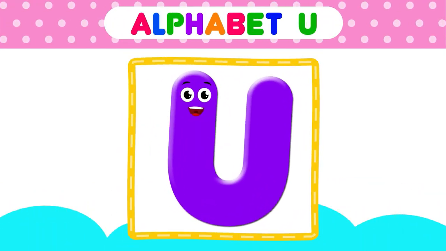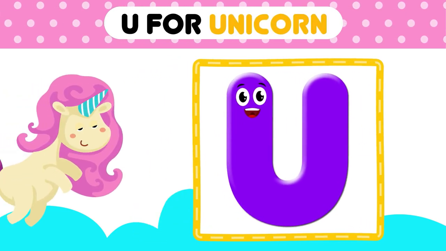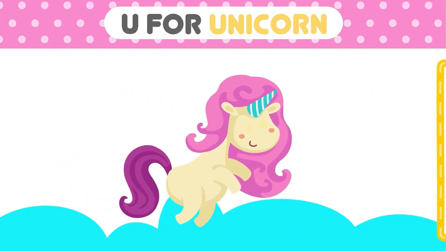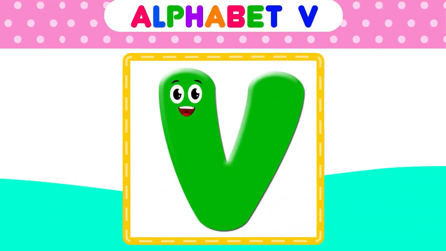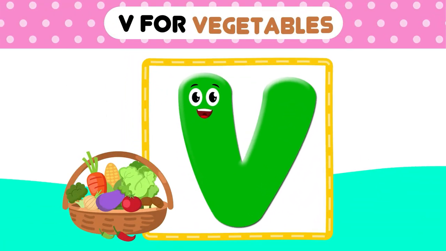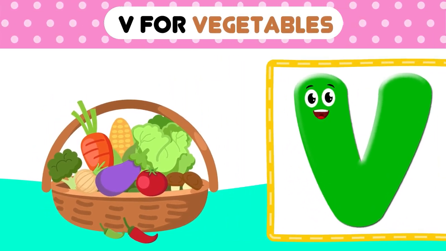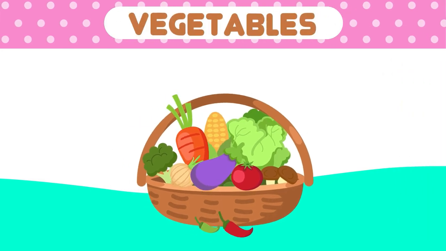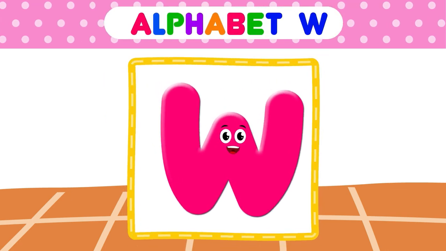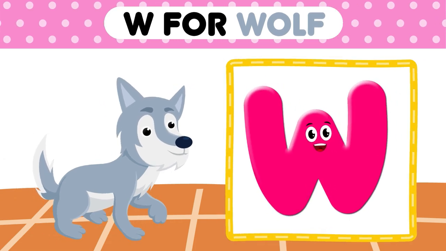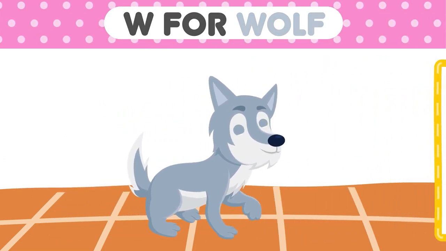Alphabet U. U for unicorn. Unicorn. Alphabet V. V for vegetable. Vegetable. Alphabet W. W for wolf. Wolf.